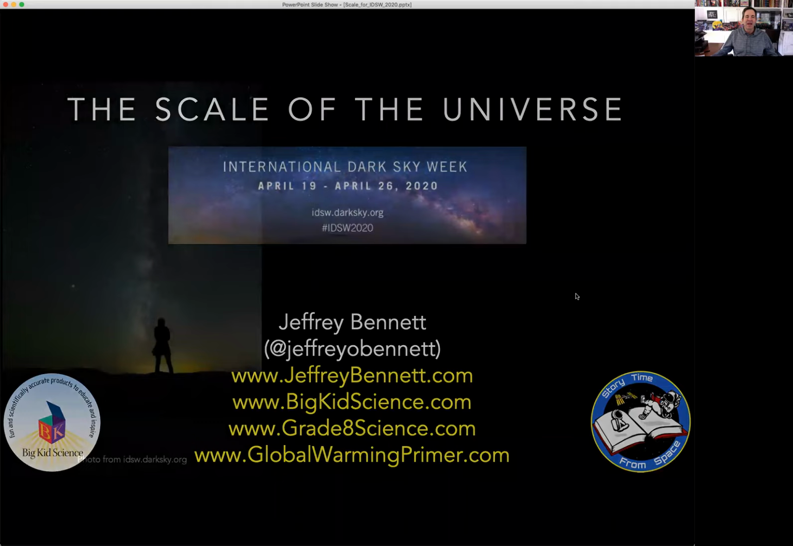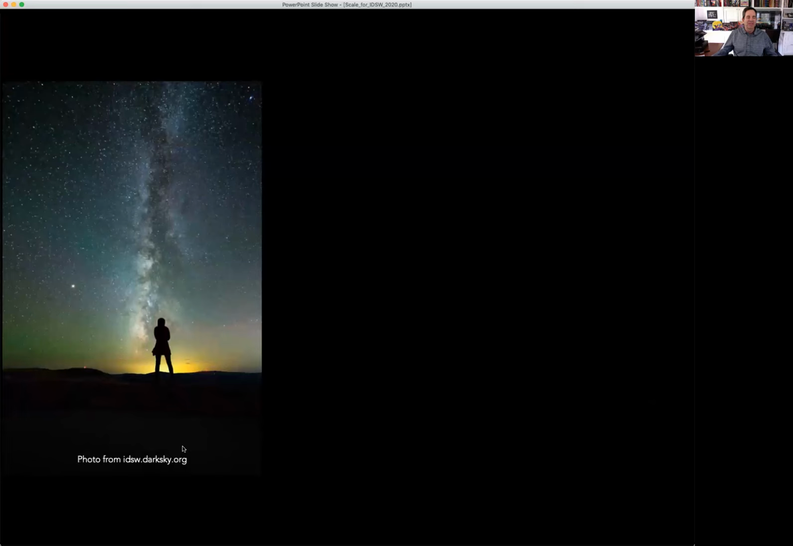I took this beautiful photo from the DarkSky website. There's the link for it there. And as you know, we're seeing in this photo our Milky Way as it appears to us here on Earth. And so part of my goal for today is to try to help you understand exactly what it is we're seeing when we look at something like this.